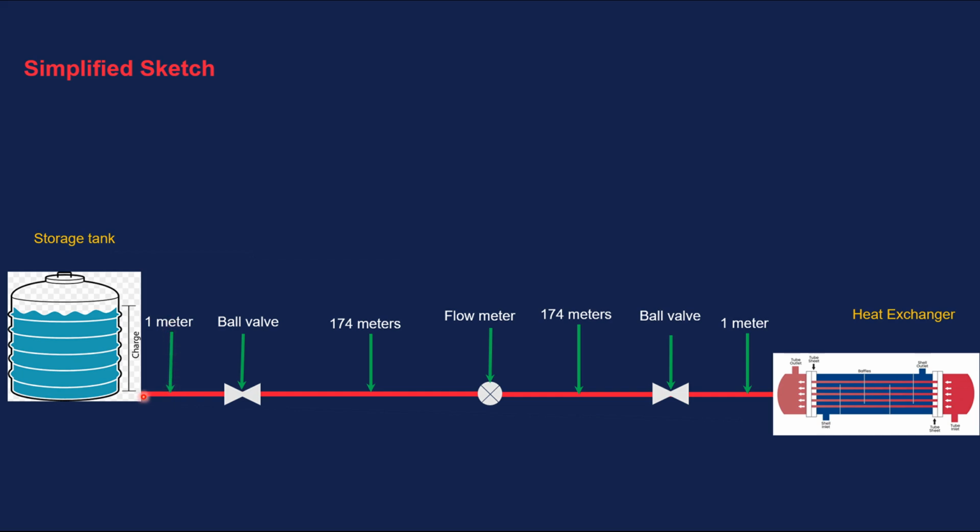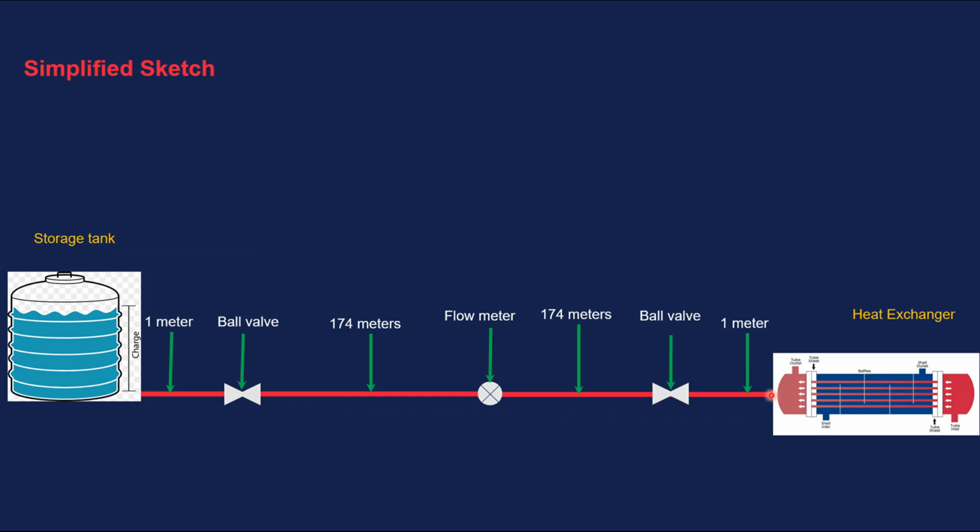In the HYSYS model, we'll have a 1 meter section of pipe. And then soon after that, we'll have an isolation valve, which is a ball valve. And then we'll have another section that runs about 174 meters. At the end of that 174 meters, we'll have the flow meter. And then we'll have another section that runs 174 meters up until the final isolation valve for the heat exchanger. And then from that valve, we'll have a small spool that connects the ball valve to the heat exchanger, right?